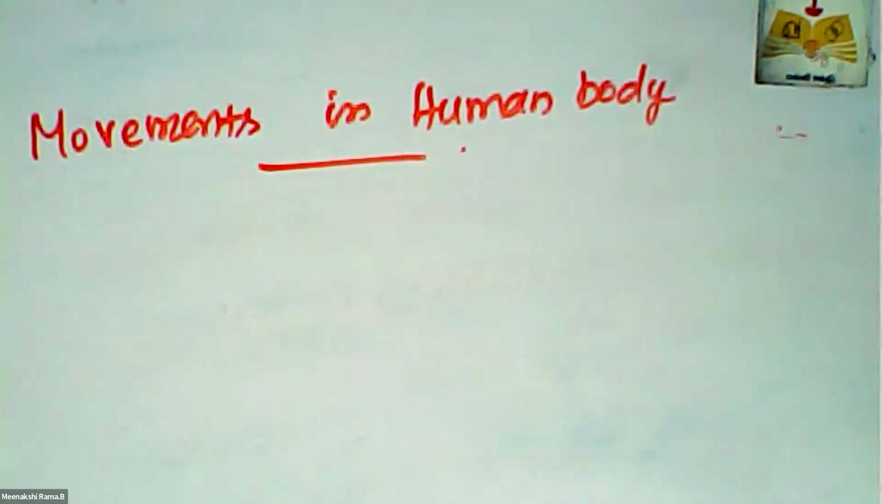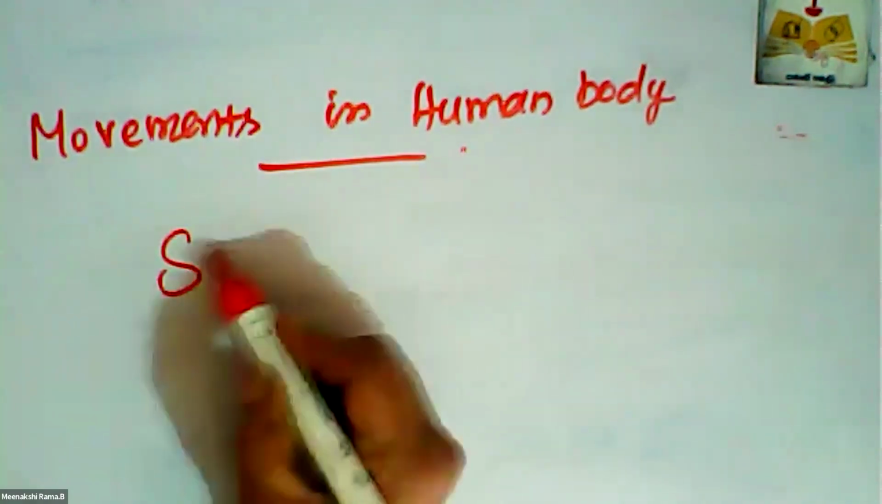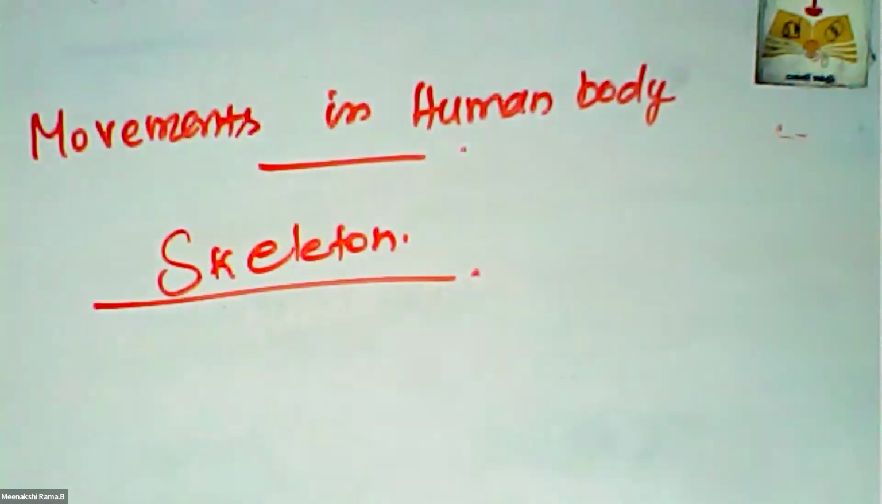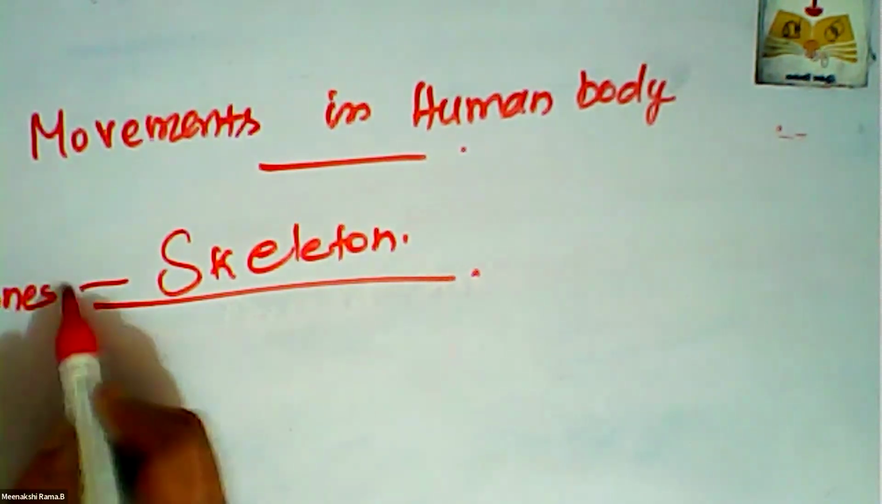Movements in the human body. Humans can move some parts of their body in different directions. Our body is made up of bones, which is called the skeleton. Have you all seen the skeletal structure in your biology laboratory? Yes, everyone can see the skeletal structure of our body in every school biology lab. Bones, called the skeleton, help in the movement of the body.